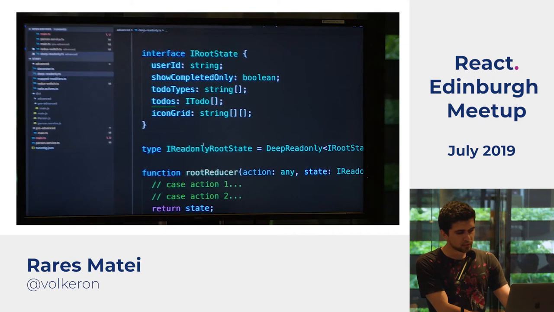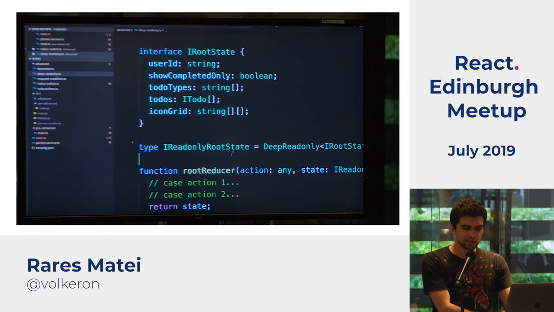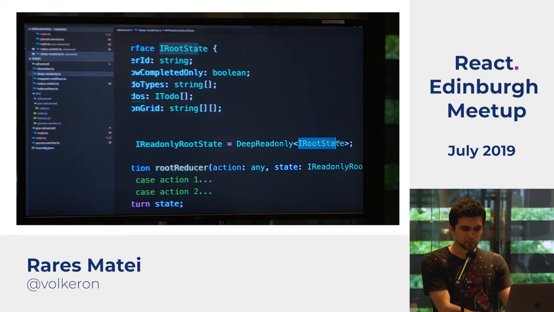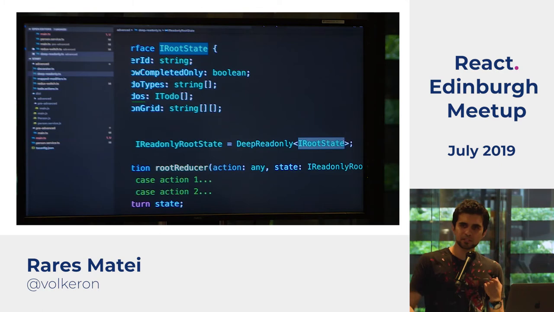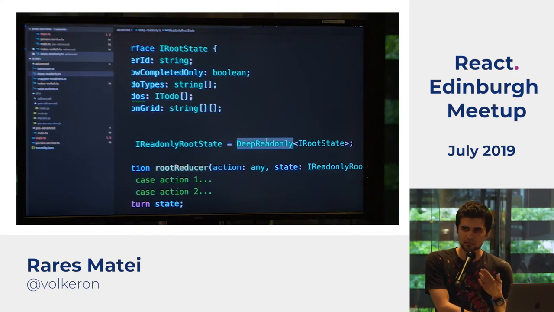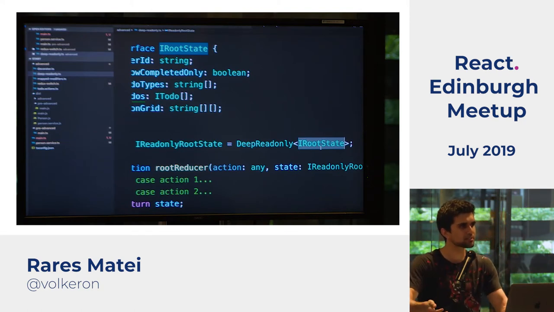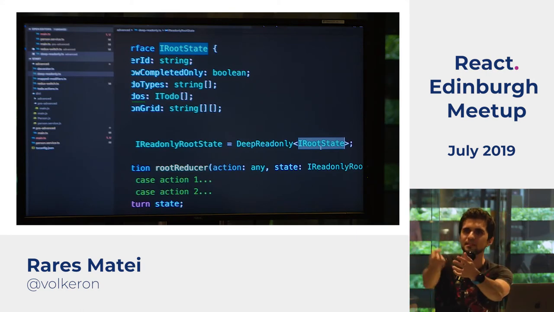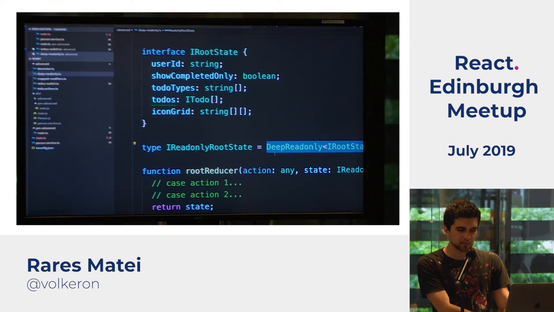And this is what I have here. I have this type ReadOnlyRootState that's generated by, so that's why I had your hand raised up, if you worked with Java or other typed languages before. I'm using generics here. This is a type that accepts generics, and I'm passing in my root state to it. Generics are like functions, but for types. You can pass in things to other types and get new types from them. So this is this DeepReadOnly type. I can pass it my root state, and it's going to generate me a read-only state.